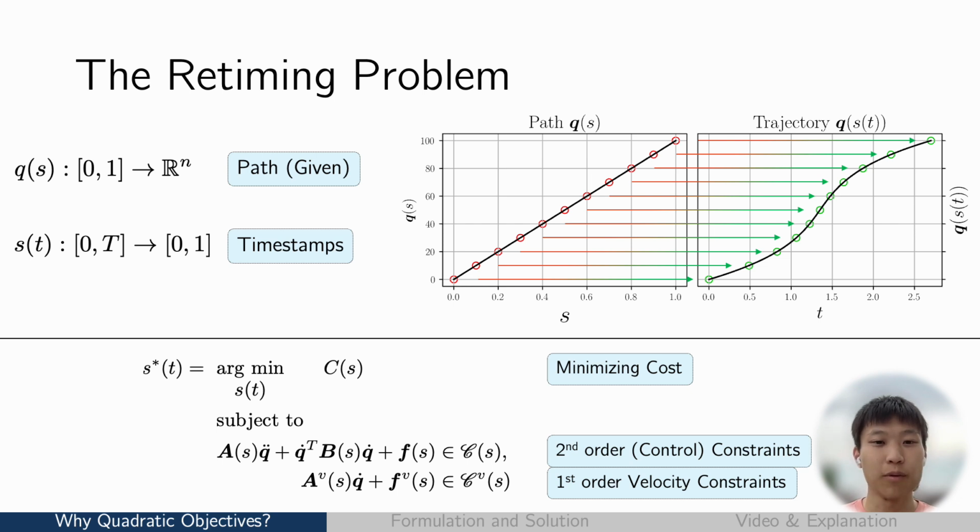In this problem, we're given a path q, and we're trying to find the optimal function s of t, which describes where along the path we should be at time t, to satisfy some constraints and objectives. This is useful when it's easier to first compute a viable path, followed by an optimal feasible speed profile, as opposed to computing the entire trajectory as a single optimization problem.